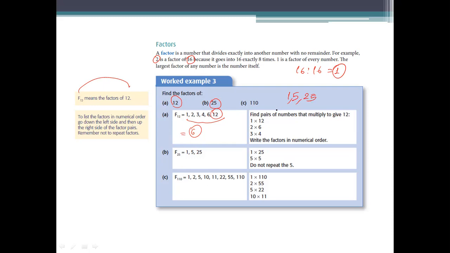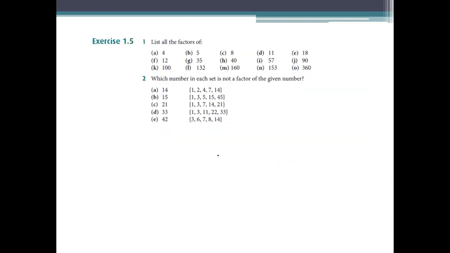So the factors of 25 are 1, 5, and 25. And the others, option C, you can look at. We don't have any more time, so let's open the next page.